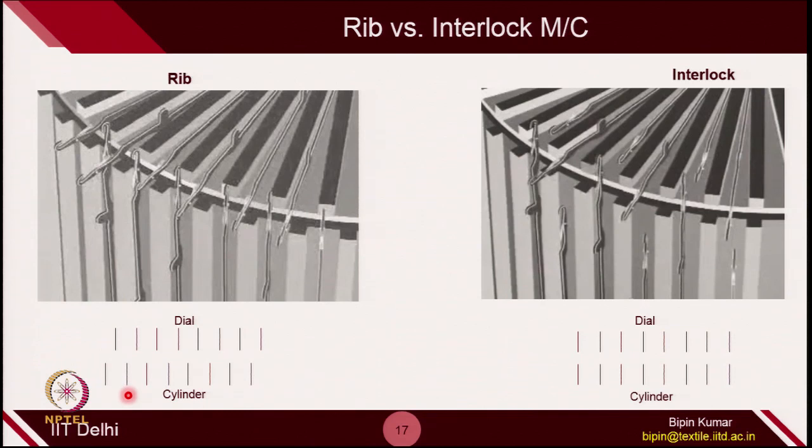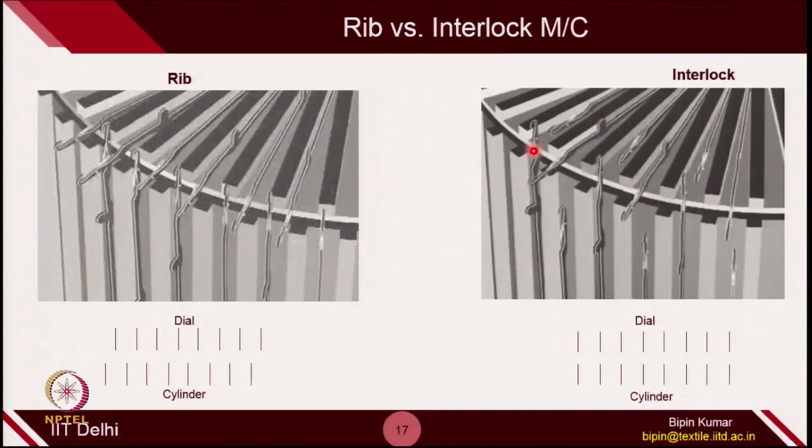The first difference is the positioning of needles of cylinder and dial is not facing each other in case of rib knitting machine, but in case of interlock machine they are facing each other. The second difference which you can observe here is all the needles are actively participating in the knitting process, but here when the cylinder needle is riding, then dial is not doing anything, dial needles opposite to that is not doing anything, and when dial is doing active movement, then cylinder is resting on the cylinder bed.